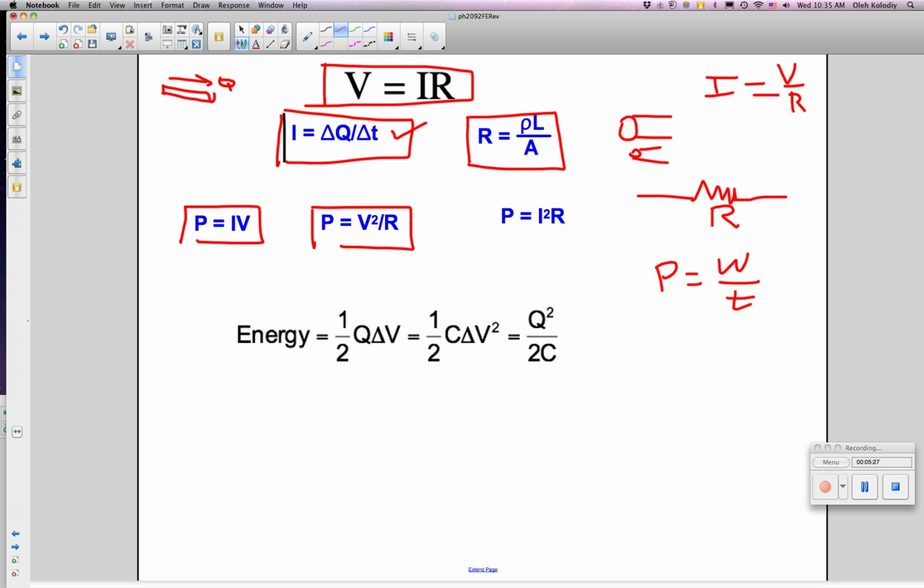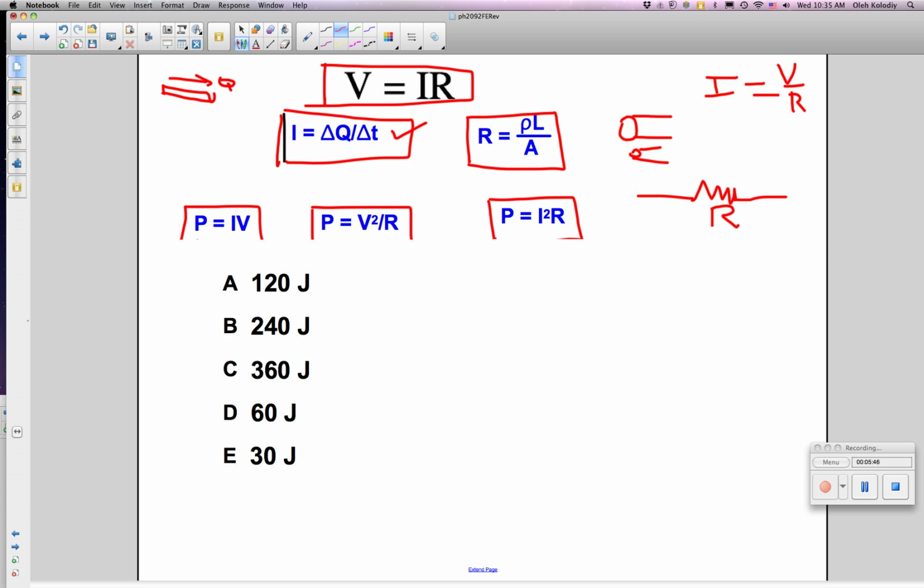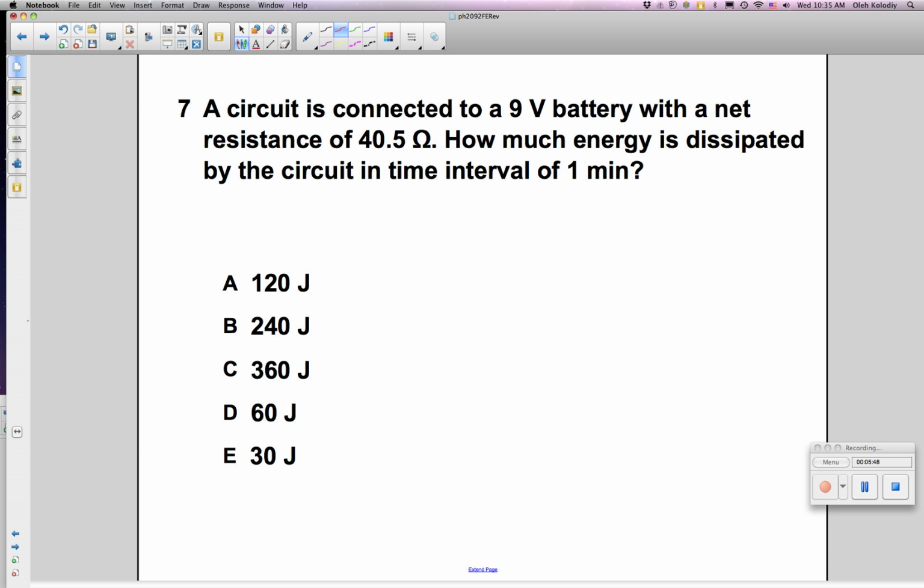So given voltage and resistance, if you look back at the equations, the equation that we want to use here is that power is equal to V squared divided by R. That's one of the three equations in the previous slide. So V squared is going to be 81, 9 squared. This is V, and this is R, divided by 40.5.